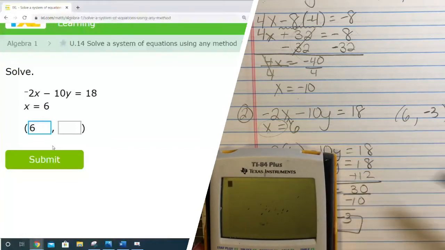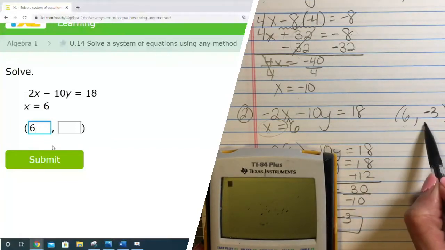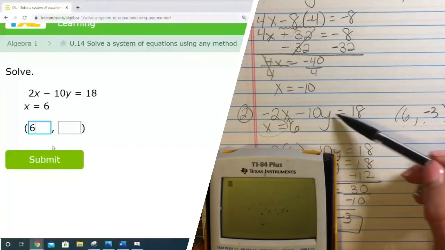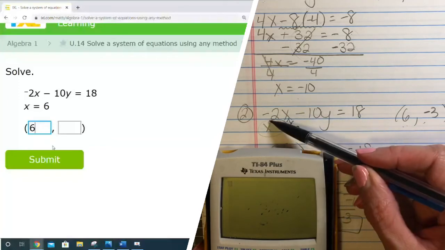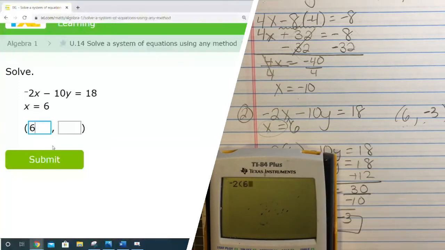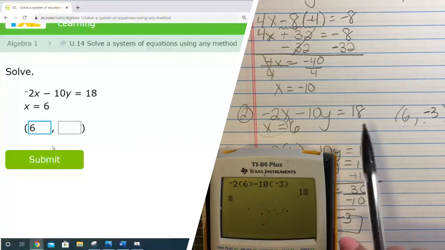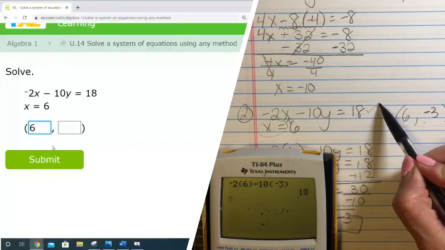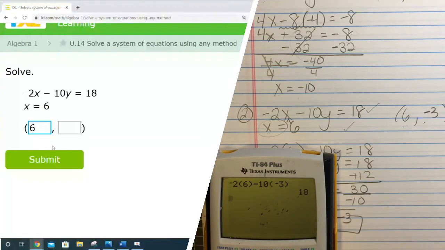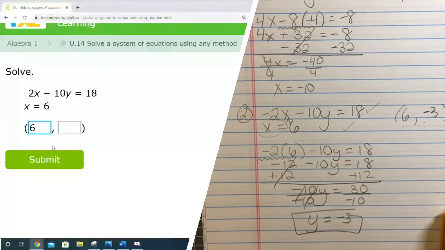So we're going to go ahead, and we think this is our x and this is our y, so we're just going to type it into the equation, the left side. Negative 2 times x value is 6 minus 10 times the negative y value, which is negative 3, and we get an 18. So basically we checked it in here. We already know x was 6, so we definitely know that this is our answer.